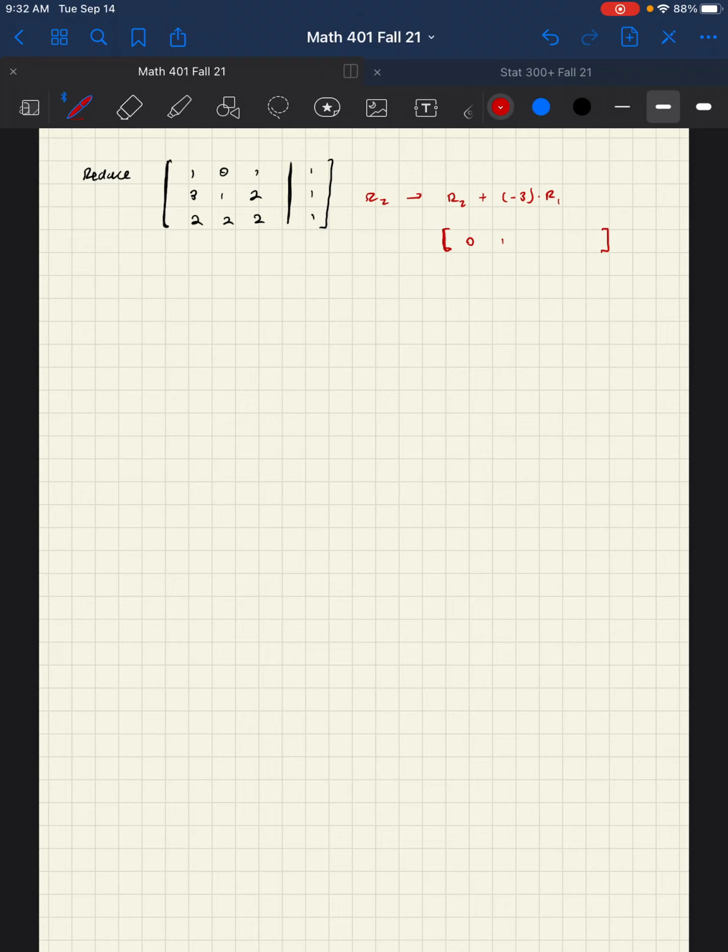Same thing with 1 here. Times -3 gives us negative 3, plus 2 gives us negative 1, augmented with 1, so we have to do the right side too. 1 times negative 3 is negative 3, plus 1 is negative 2. Okay, so we're going to replace the entire second row with that line now.